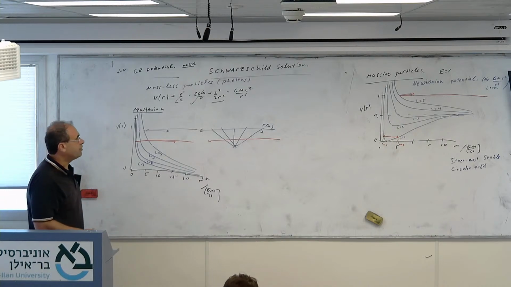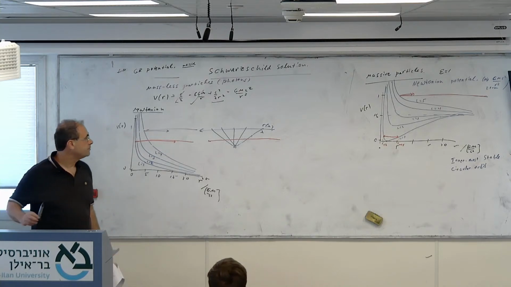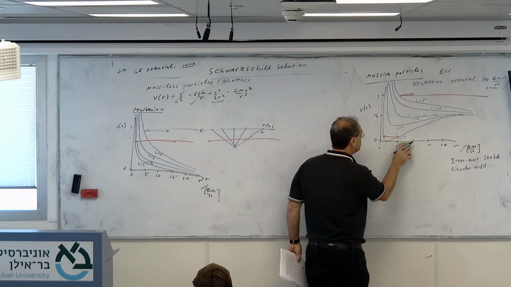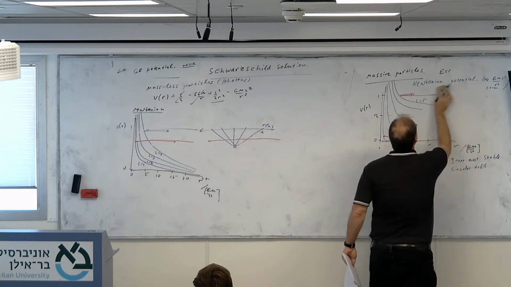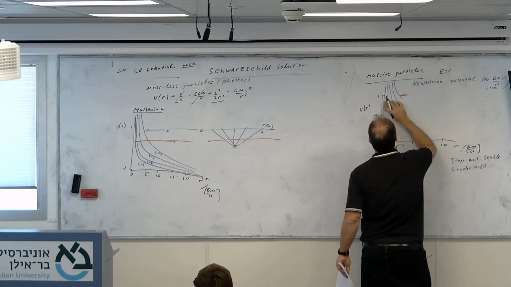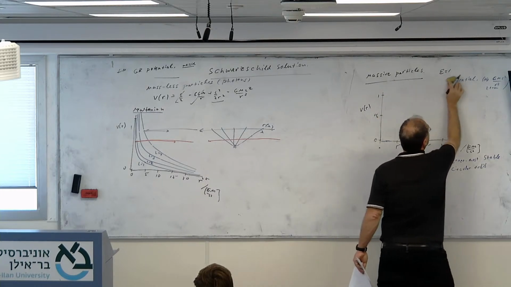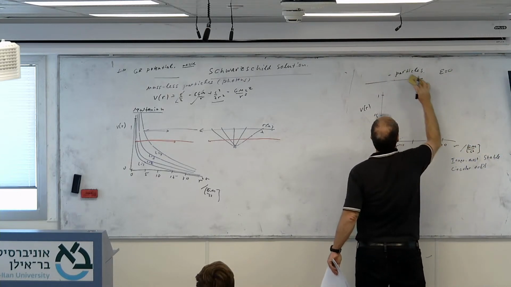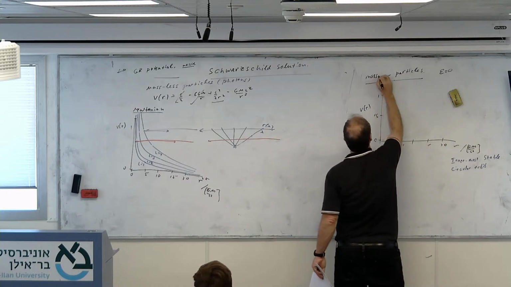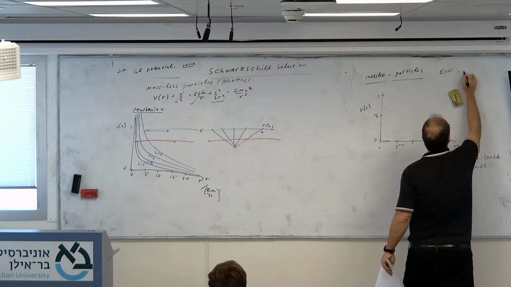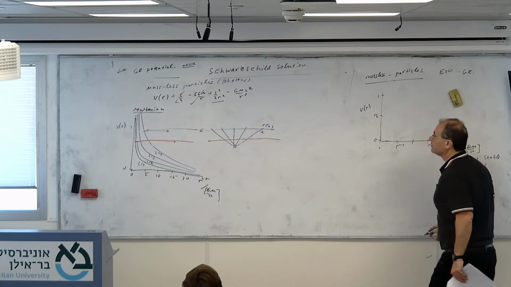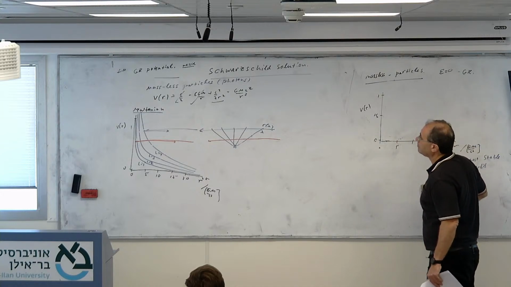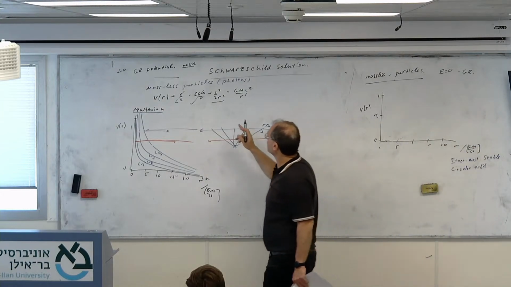Now let's do the same for GR. So if we do the same for GR, let's use that. This is for massless particles. Zero to GR. What does the potential look like now?